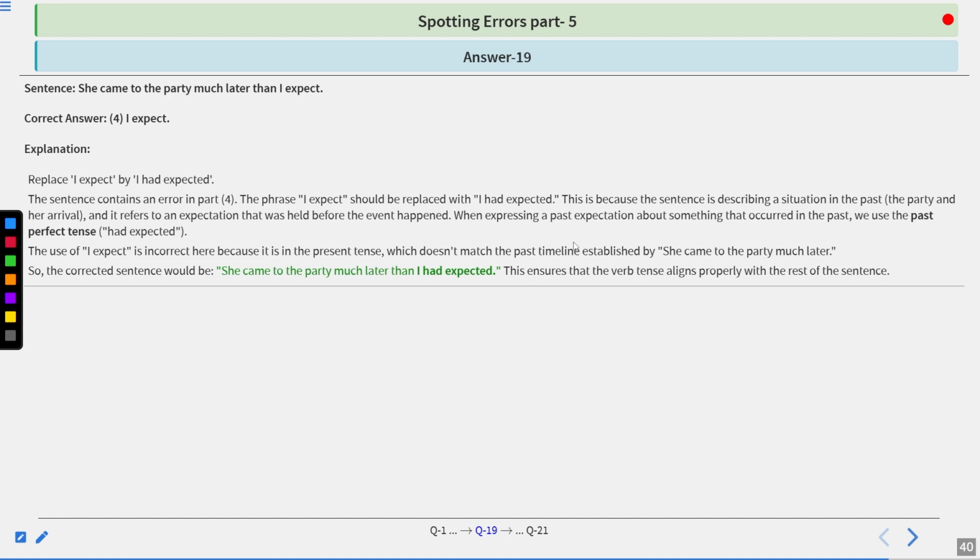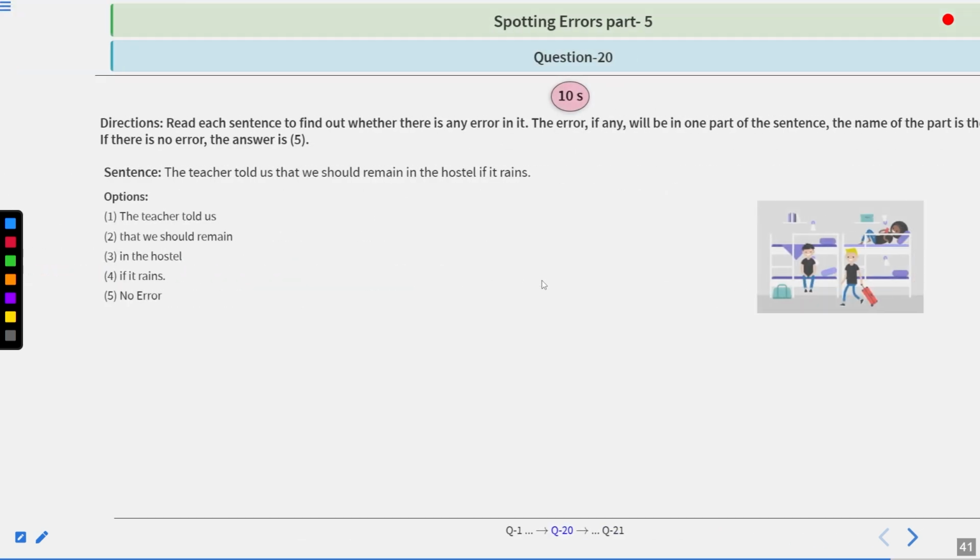This is because the sentence is describing a situation in the past, the party and her arrival, and it refers to an expectation that was held before the event happened. When expressing a past expectation about something that occurred in the past, we use the past perfect tense, had expected. The use of I expect is incorrect here because it is in the present tense, which does not match the past timeline established by she came to the party much later. So the correct sentence would be: she came to the party much later than I had expected. This ensures that the verb tense aligns properly with the rest of the sentence. I hope you've understood. Let's move to the next question.